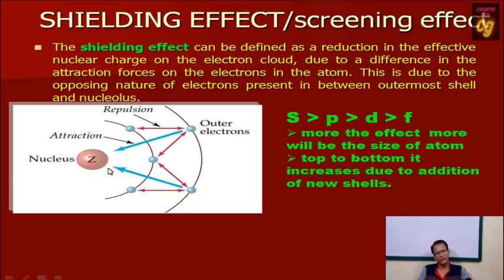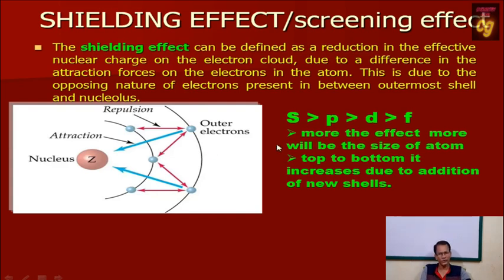So when the shielding effect or screening effect is more, meaning the number of electrons between the nucleus and the outermost electron is more, then the effective nuclear charge will be less. This reduction of effective nuclear charge by the inner electrons is called the shielding effect or screening effect. If the number of inner electrons is more, then the shielding effect will be more.